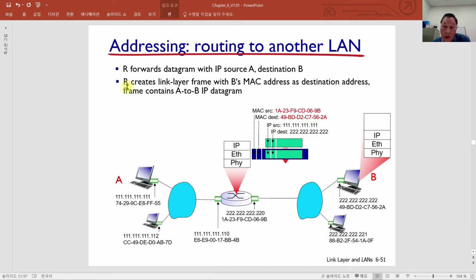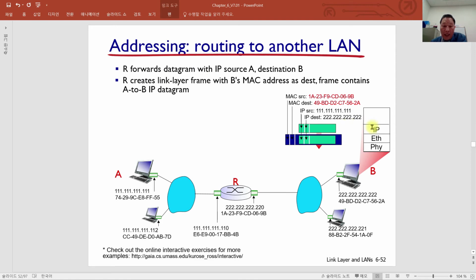Okay, this one is explaining about that. Let's look at this one. The router ports the datagram with IP source A, destination B. This router creates a link layer frame with B's MAC address as the destination address, and the frame contains the A to B IP datagram. And finally, that will arrive there.